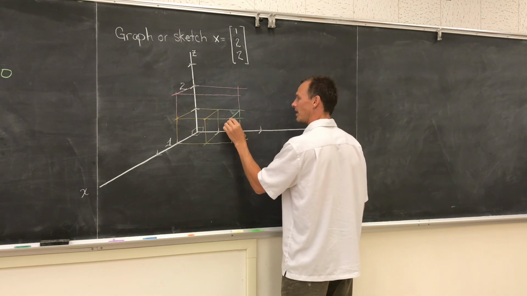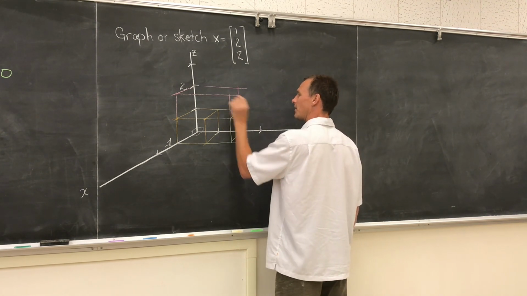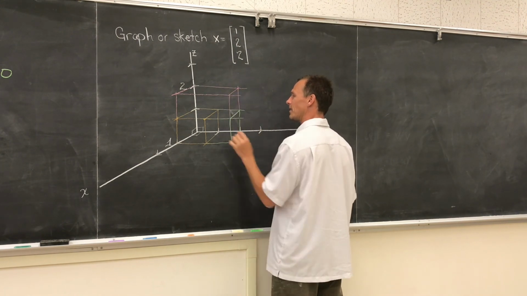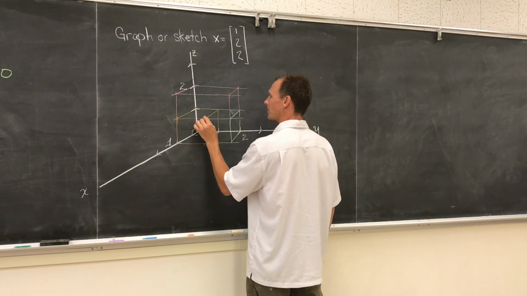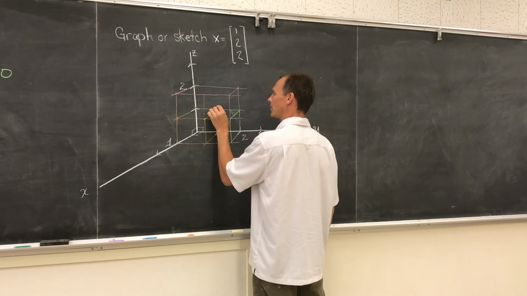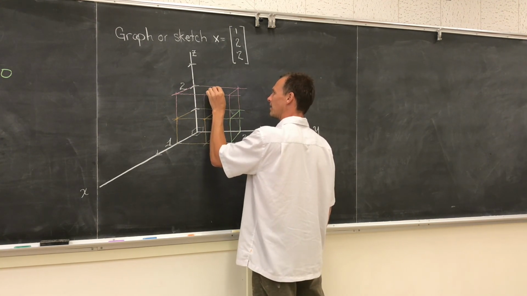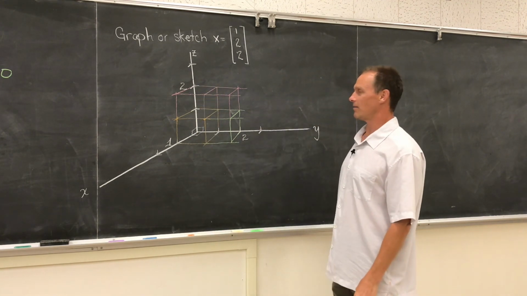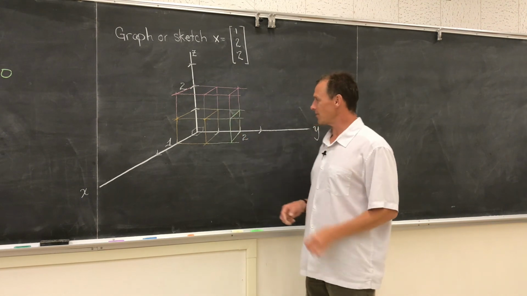Let's bring this line up. Oh, we need to connect here. Let's bring this line up. Bring this line back. Oh, this line comes up to the back. Connect these, and look at what we have. We have our second layer of cubes.